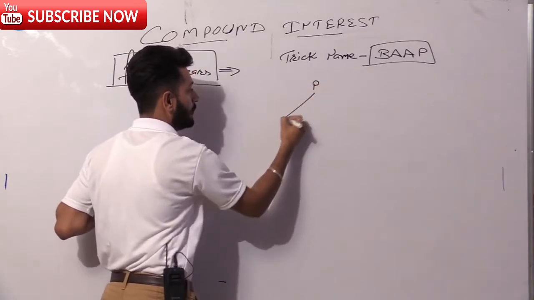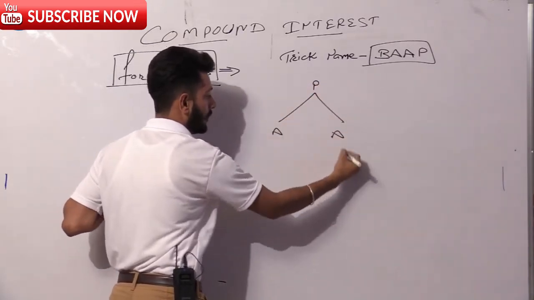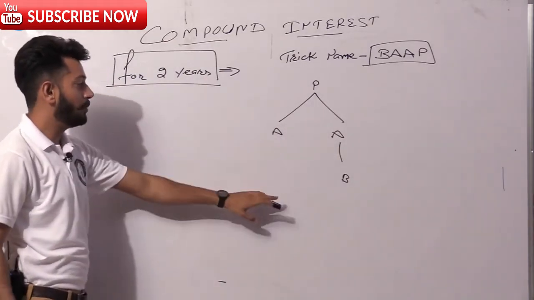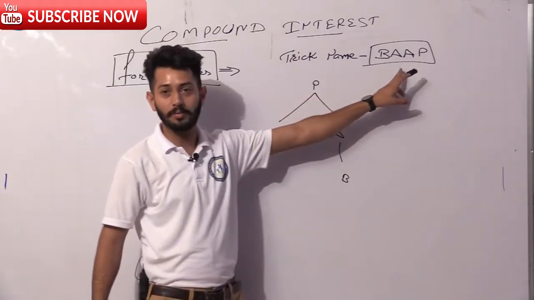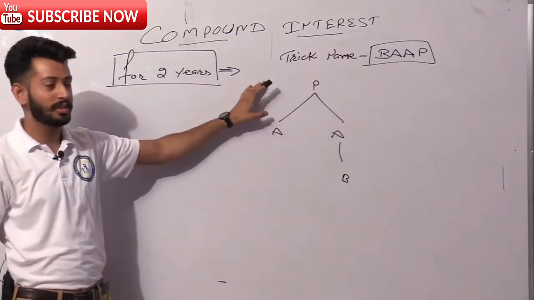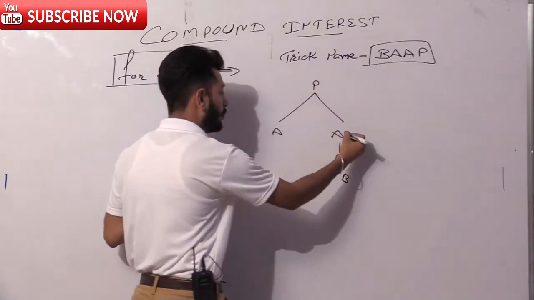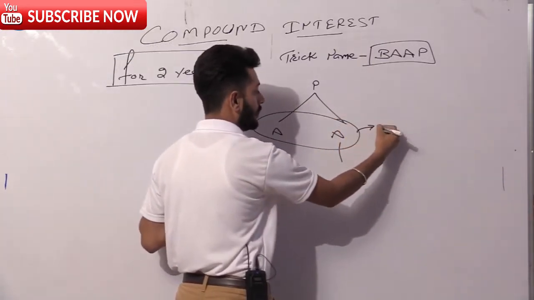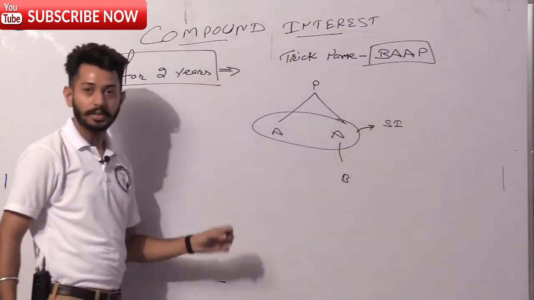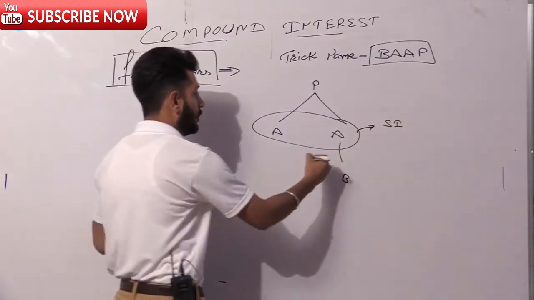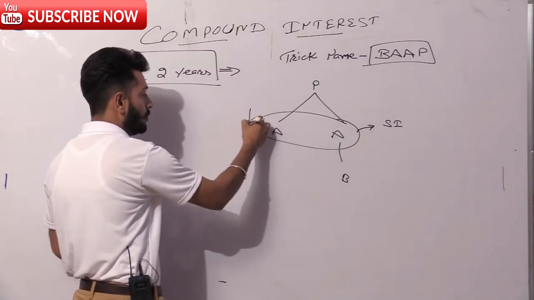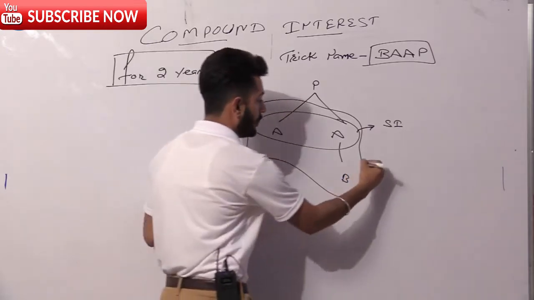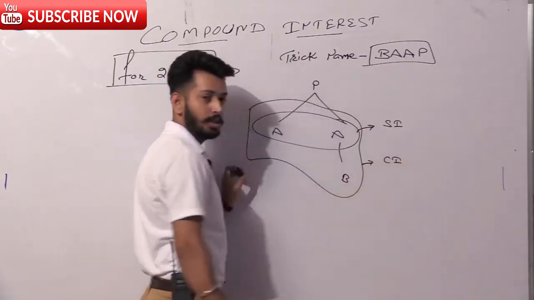The diagram is PAAB. If we read this diagram from down to up, it becomes BAAP, BAP, which is the BAP of all the tricks. If we have to find the value of simple interest, we will add both the values of A. It becomes the value of SI. If we have to find the value of compound interest, we will add the values of double A and B. It gives us the value of CI.